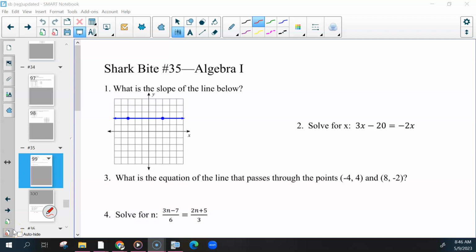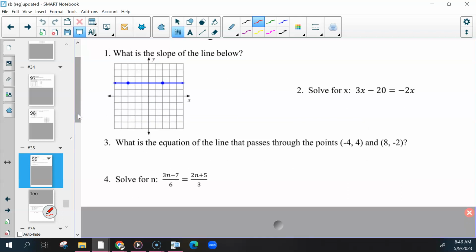On the shark bite, which numbers do we want to see? Do you want to go over any? Have questions about? 4, 5, 3, 4, 5, 3, 1, 4, 3, 1, 4, 5, 3 so far. Okay, we'll go through those. 1 and 2 can actually be done on this one, so I'll show you that as well.